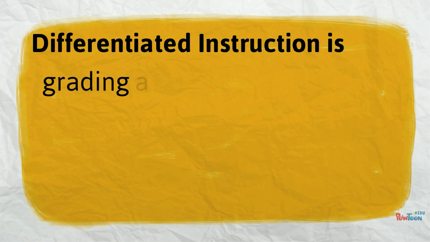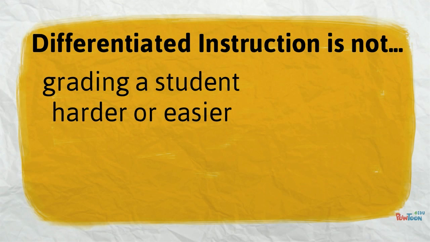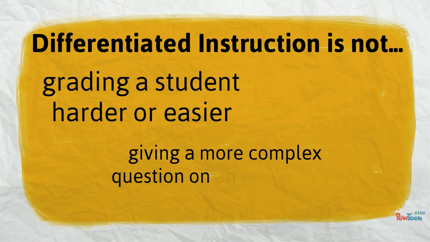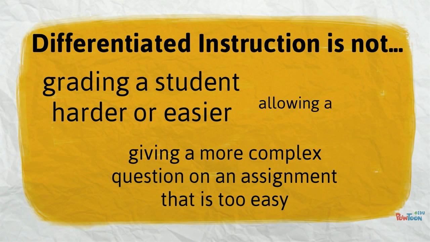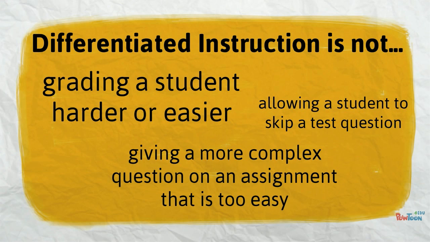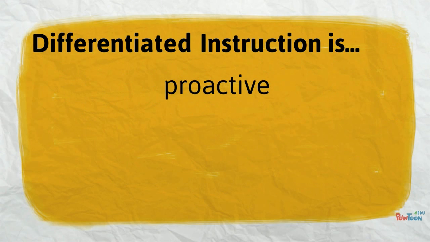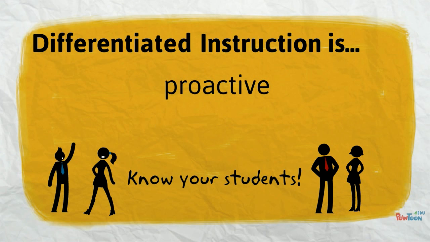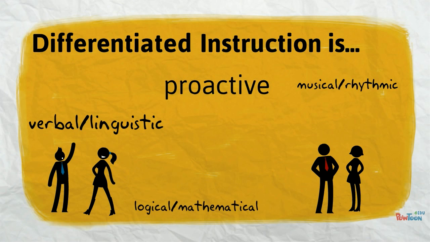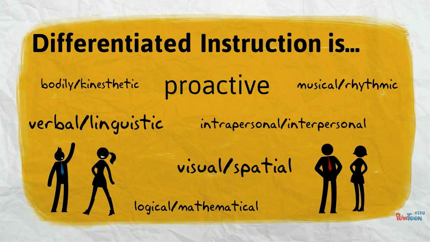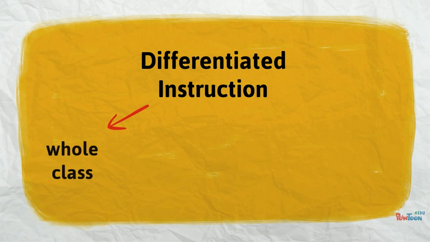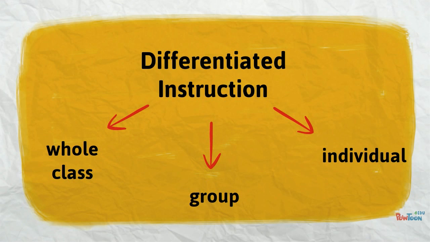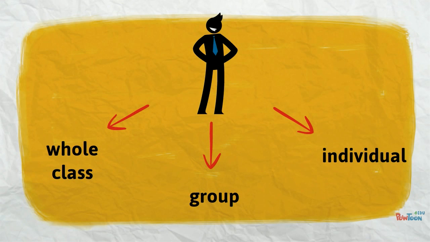Differentiated instruction is not grading a student harder or easier on an assignment. It is not giving an advanced learner a more complex question on an assignment that is too easy, or allowing a struggling student to skip a test question because they never understood the material. These methods are not effective. Differentiated instruction is proactive. The teacher understands that different learners have different needs. The teacher proactively plans for this by knowing his or her students. Learning experiences address a broad range of learner needs rather than a single approach for everyone. Differentiated instruction is a blend of whole class, group, and individual instruction that is managed and monitored by the teacher.